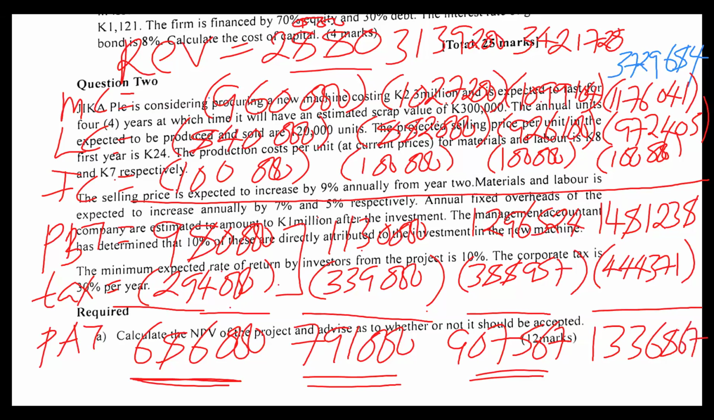No one is lost. You understand where this figure has come from, right? After deducting tax to get the profit after tax, we added the 300,000, which is the resale value. We have restored this in the fourth year. That's what we have done.